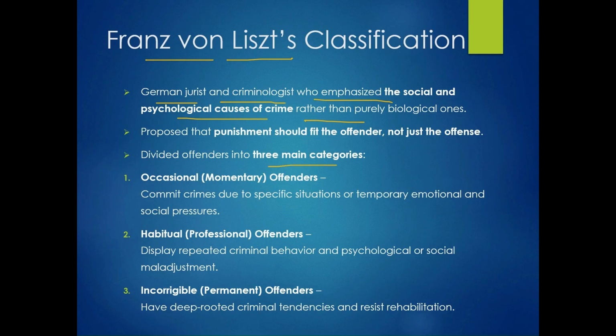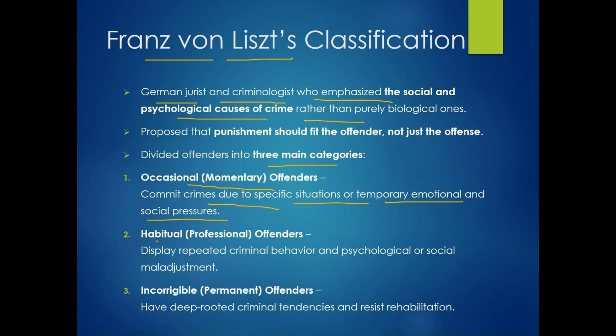The first category is called occasional or momentary offenders. These are people who commit crime due to specific situations or temporary emotional and social pressures. These are the kind of people who can be easily reformed also, right? So these are again people who commit crimes due to sudden situations or stress, and there is a good scope for them to be reformed also.